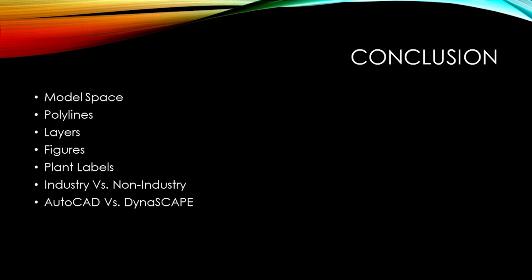Dynascape and AutoCAD are similar in many ways, but the key differences between the two are that Dynascape is specific to the landscaping industry, while AutoCAD is not specific to any one industry, that Dynascape includes a list of pre-created layers and figures, and that Dynascape has a feature to insert plant labels and plant lists. In short, I enjoyed learning to use some of Dynascape's features. I had a lot of fun looking through Dynascape's plant database and choosing which plants to include in my master plan.